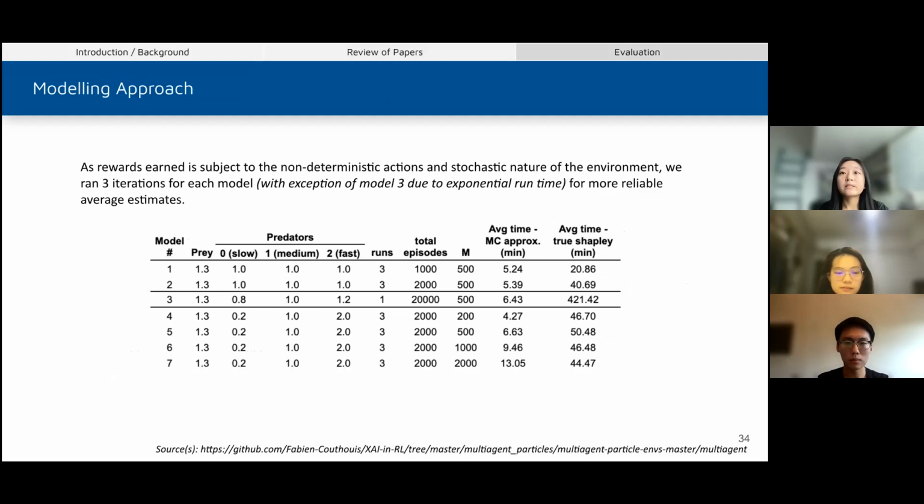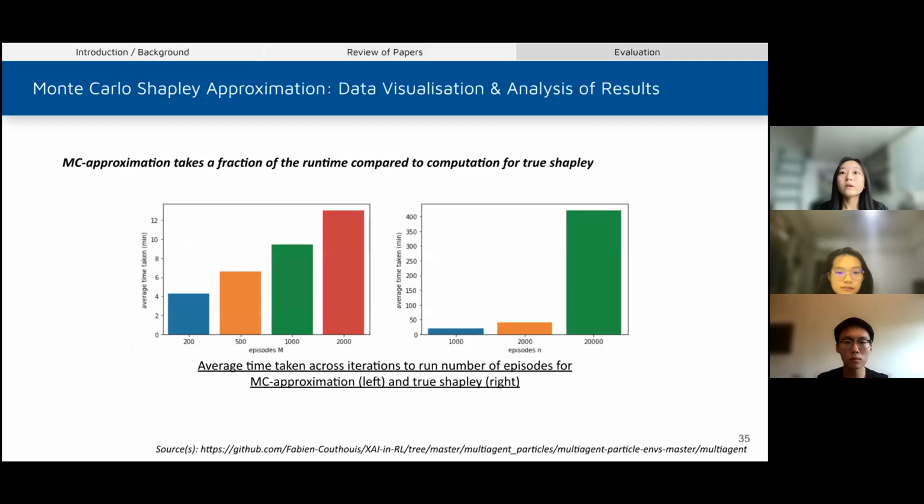As can be seen, some varied parameters include varying speeds of the prey and each of the predators, and episodes used in the Monte Carlo approximation. A stark contrast in our findings is in the time complexity when computing MC-approximated Shapley versus that of true Shapley. The following graphs illustrate the clear positive correlation in time complexity against number of episodes for MC approximation on the left and true Shapley on the right. Yet MC approximation is able to run at a fraction of the time.